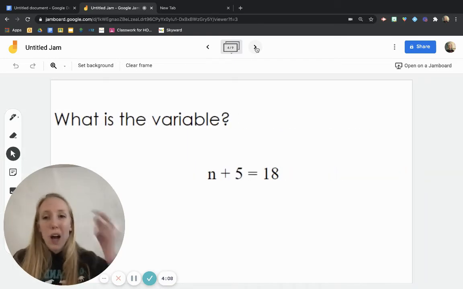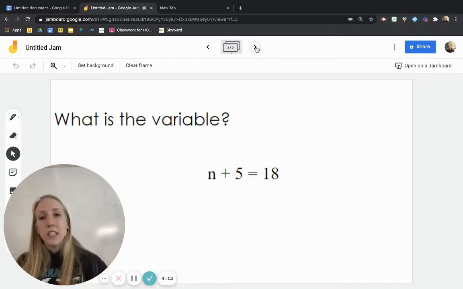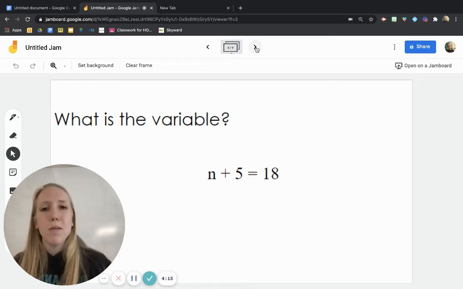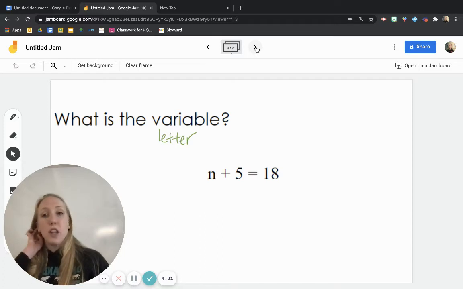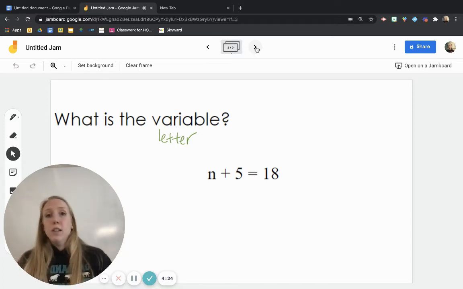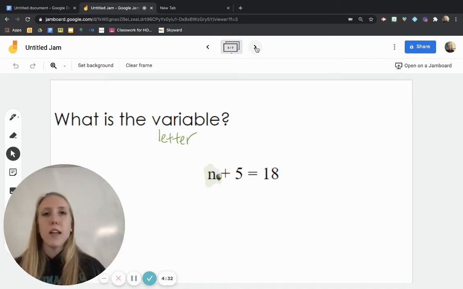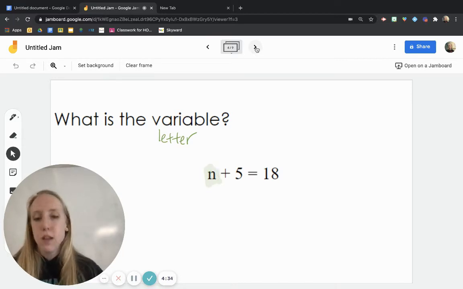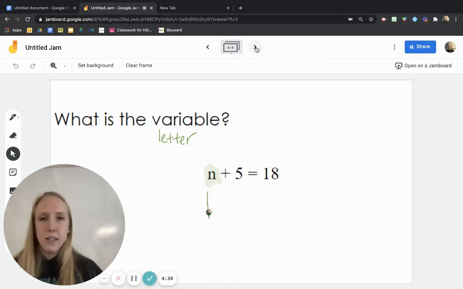Again, what is the variable? I want your eyes to pick up the variable really fast. What's the variable in this equation? See how fast you can decide what the variable is. Remember, again, you are looking for the letter. Know right away what you're looking for. You're looking for the letter. And if you said to yourself that the variable in this equation is n, you are absolutely correct. That is the only letter in this equation. So the variable in this one is n.